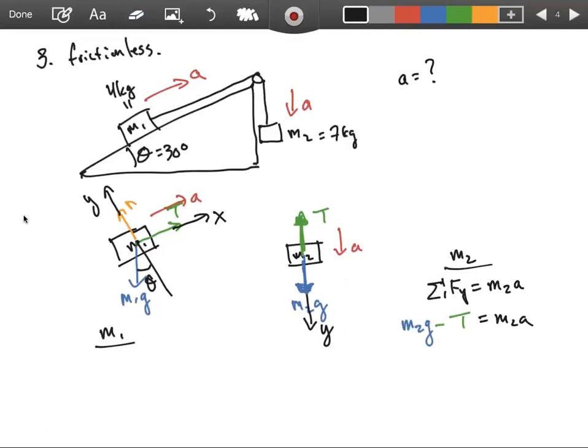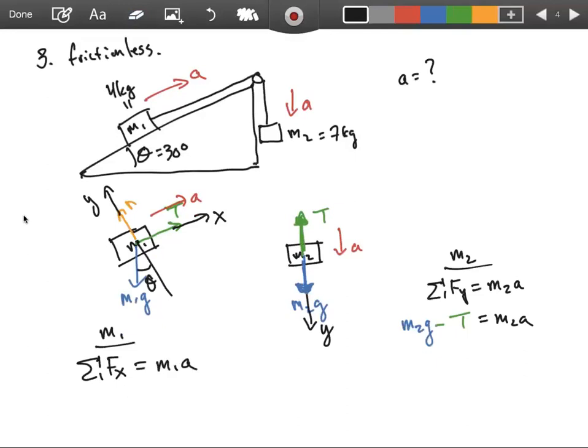Again, for M1, I have the choice of looking at both the sum of the forces in the X direction and the sum of the forces in the Y direction. But much like the previous problem, where there was no friction force in problem number one, there's also no friction force in this problem, which means I can ignore the sum of the forces in the Y direction and only look at the sum of the forces in the X direction, because that's the only place the acceleration is going to come from. So I would say sum of the forces in my X direction. Is it accelerating? Again, the answer is yes.